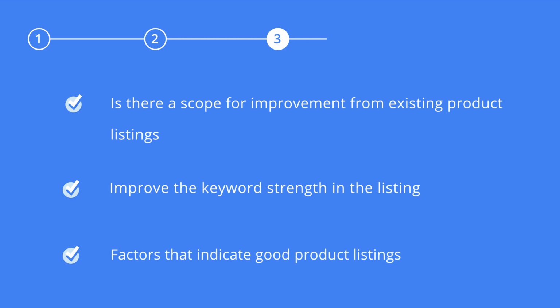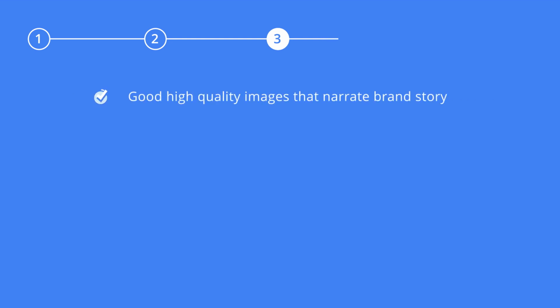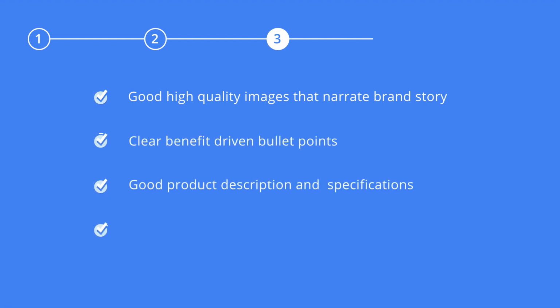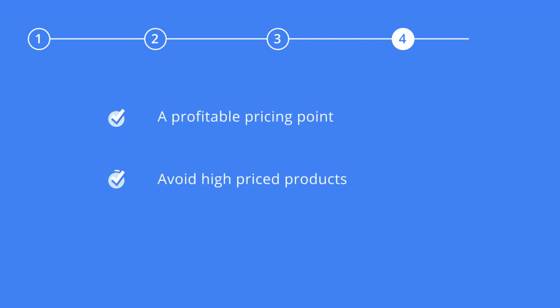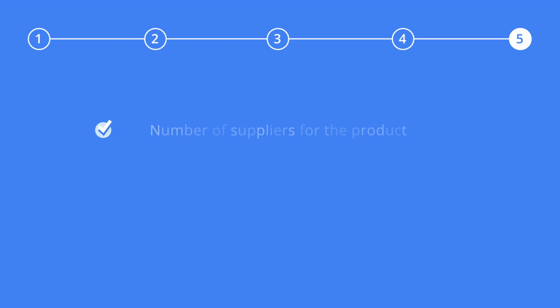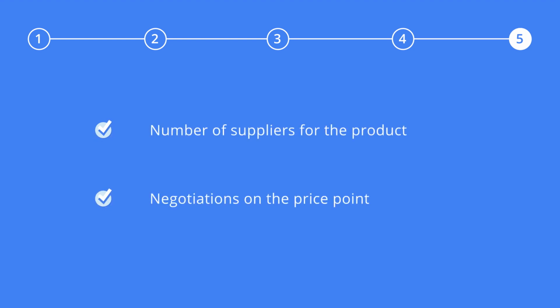Factors that indicate good product listings are good high-quality images that narrate brand story, clear benefit-driven bullet points, good product description and specifications, reviews, ratings, and answers to user questions. 4. Is the price point good enough to make good margins? Do not sell products that are highly price sensitive. If you get into a price war, nobody wins. 5. Are suppliers available for the product, and can you source it at a reasonable price?